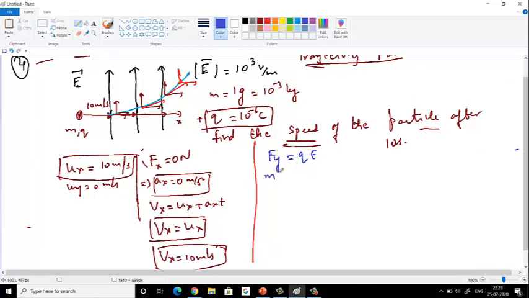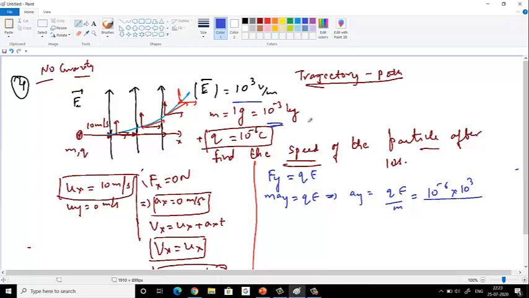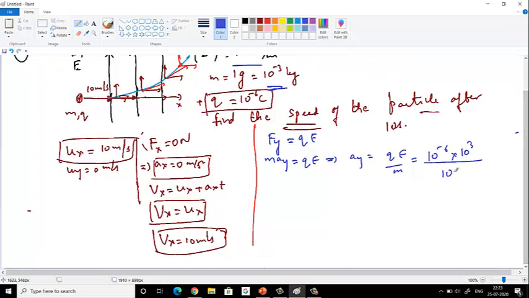Alright, what is the force equal to? Mass into acceleration in y direction. So that is Q into E. So what is the acceleration value? QE by m. Do we know the value of charge? Yes, put that value here: 10 power minus 6 into electric field value 10 power 3, divided by the mass value, given as 1 gram, that is 10 power minus 3. So this goes up, it becomes 10 power 6, so this value becomes 1 meter per second square. Therefore, the acceleration in y direction is 1 meter per second square.